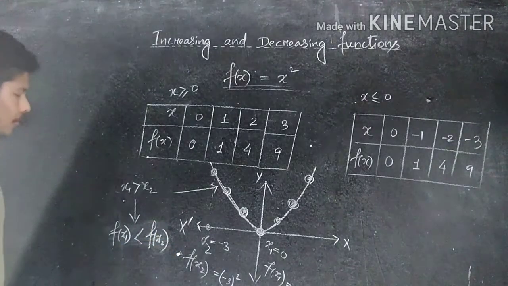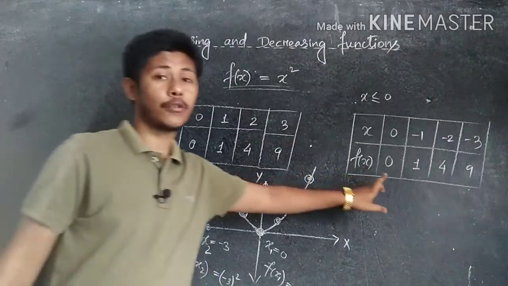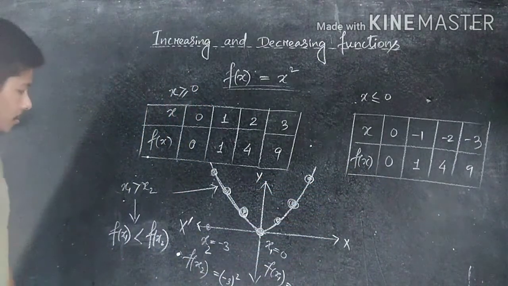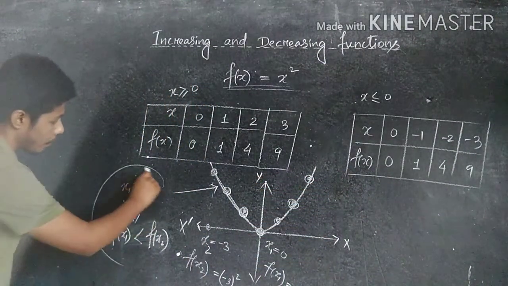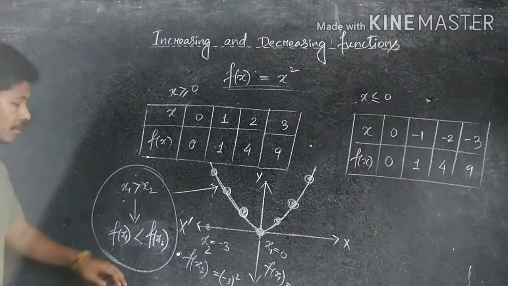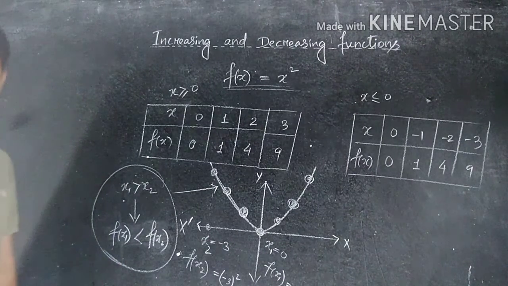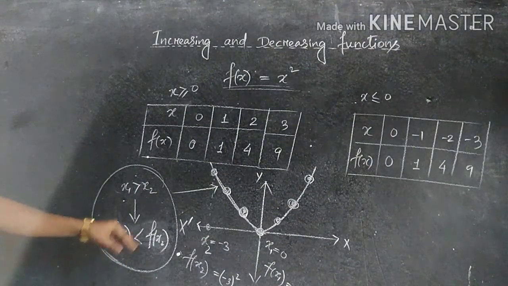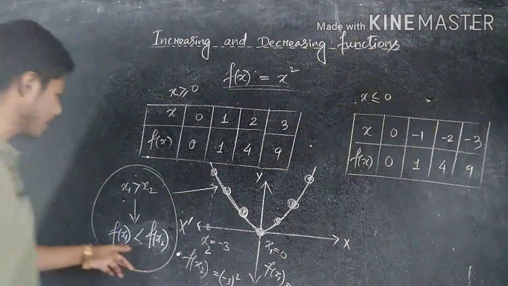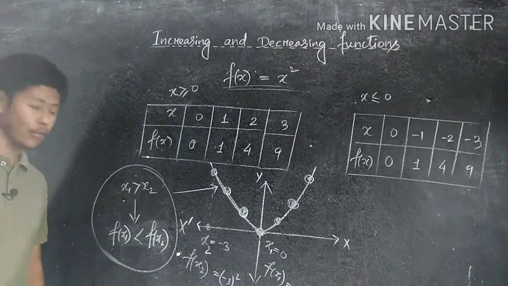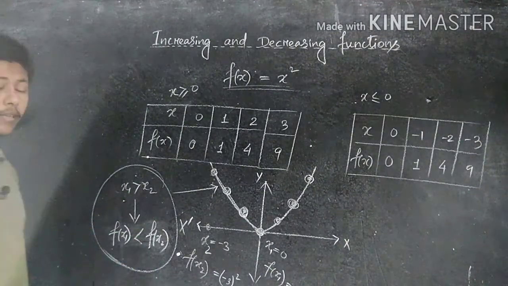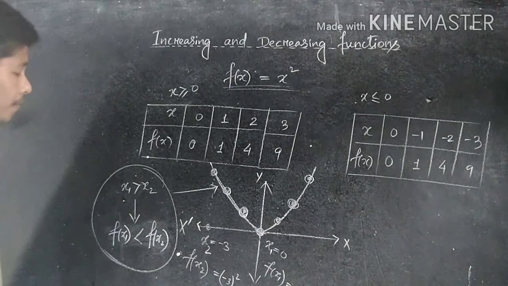For which part? For this part. Is it clear? So now from here we get one condition actually. So x1 is greater than x2 and here f of x1 is less than f of x2.